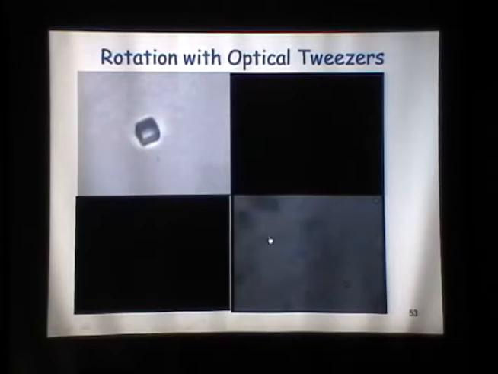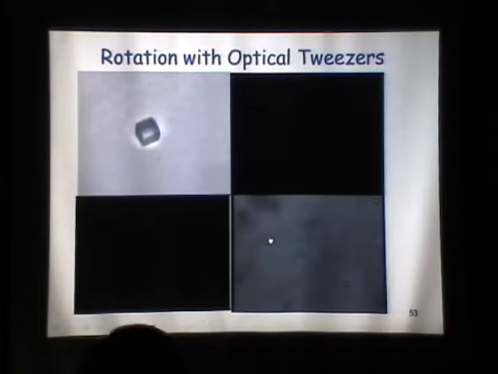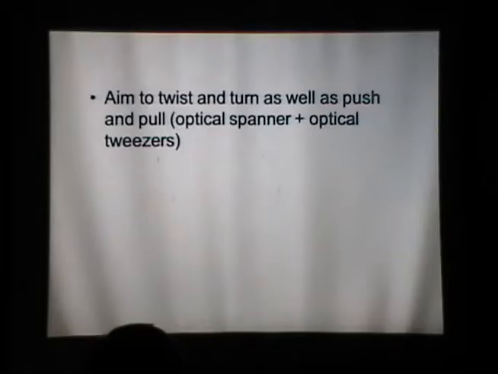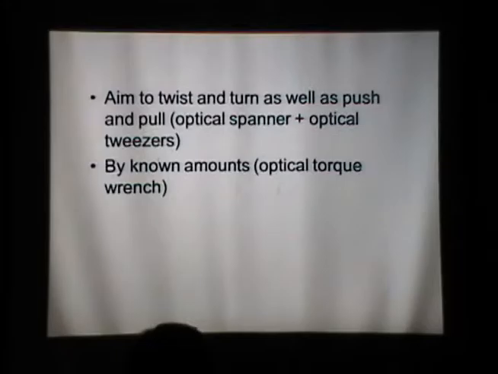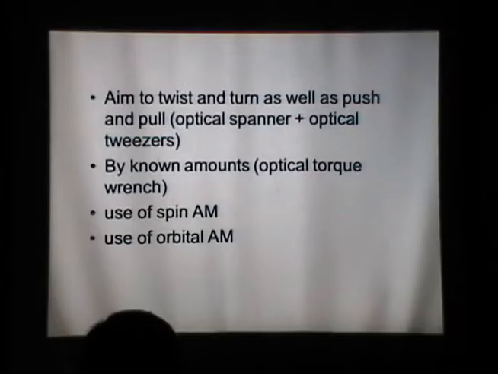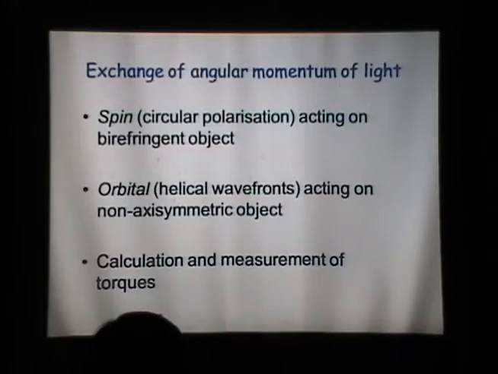So I can use spin angular momentum, I can use orbital angular momentum, and I can use a Gaussian beam and elongated particles so I can induce different polarization in X and Y direction. As I said, the aim is to twist and turn as well as push and pull, and I want to do it by known amounts, so I want to measure optical torque and use spin and orbital momentum of light. Spin is acting on birefringent particles. Orbital or helical wavefronts are acting on non-axisymmetric objects. And then I can do all the calculations with that using my optical toolbox.